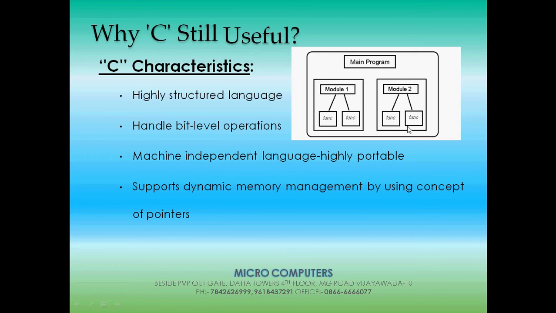Next characteristic, it can handle bit level operations. As it is highly portable in nature, we can say C is a machine independent language. It allocates memory during runtime using pointers, which is known as dynamic memory management.